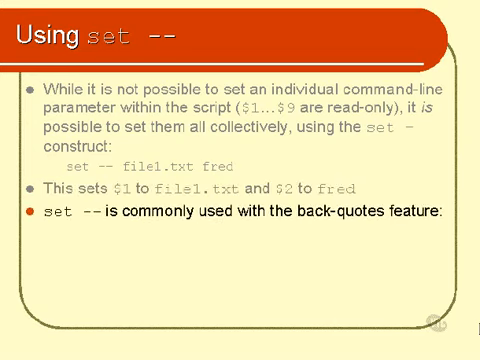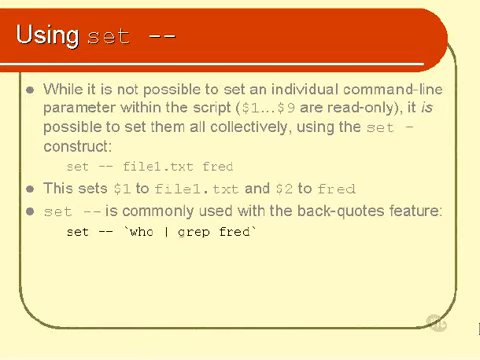You'll actually find that the set -- option is commonly used with the back quotes feature, like so. You might say set -- and then inside backwards quotes who pipe to grep Fred. Now, what that will do, of course, is if Fred is logged in, then the command line parameters of the shell will be set to the output of the who command as far as the user Fred is concerned. So in other words, there will be 5 command line parameters. One will be the username Fred, followed by the terminal name, then the month, the day, and the time, which, if you recall, is exactly what each line of the who command looks like.